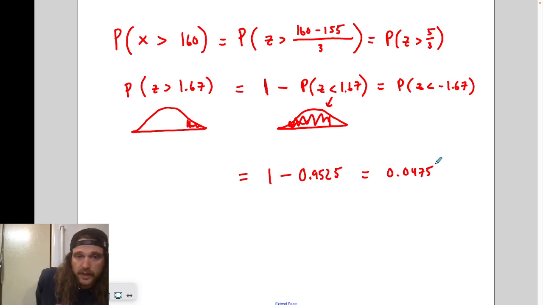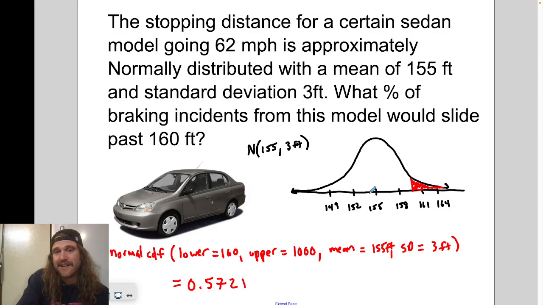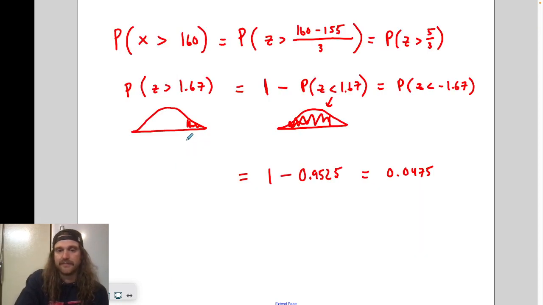So basically, what does this mean in terms of the sedans? Well, in terms of the sedans slamming on their brakes, roughly 4.75% of the braking incidents from this model going 62 miles an hour would skid past 160 feet. So if you were investigating a car crash or something and they claimed that they were going 62 miles an hour, and you went and measured the skid marks, and the skid marks were 170 feet or whatever, you'd be like, I don't think so, because that's very unlikely based on this distribution. There's only a 4% chance for 160. So if it went 170 feet, it's much less than that. So there's your reasoning.